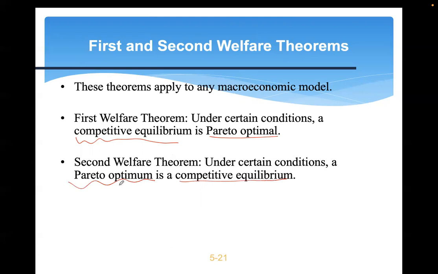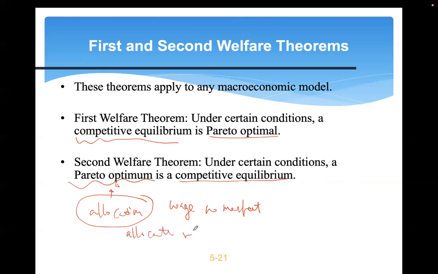So here I need to expand a little bit on how we understand this social welfare. When we look at Pareto optimal, it's only about allocation. It's only about allocation. No wage, no market. You can think of Pareto optimal as just letting someone, say the government, decide how to allocate resources.